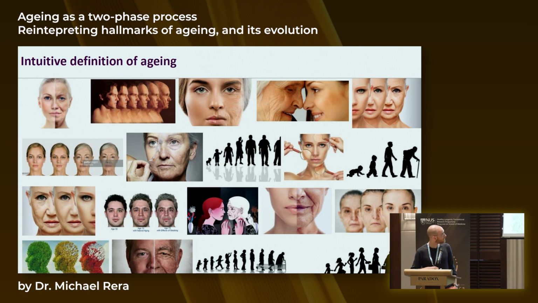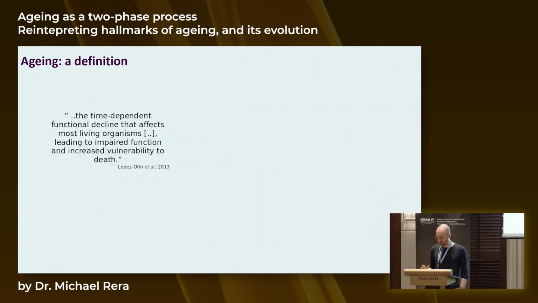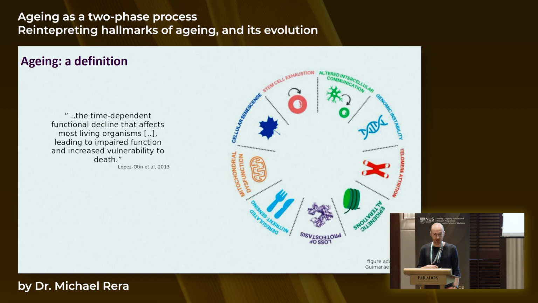move and so on. And the way we actually define it as a working definition is as a time-dependent functional decline of physiological processes that ultimately leads to an increase in the probability to die. Based on this, we've defined a set of hallmarks of aging that are these molecular and physiological properties that are being affected as time passes.